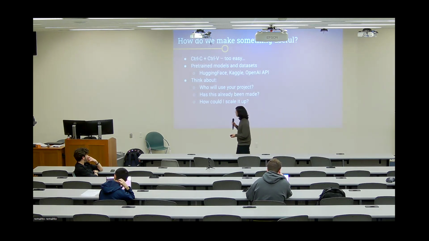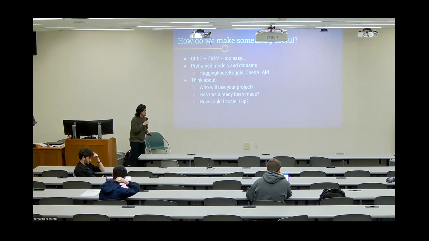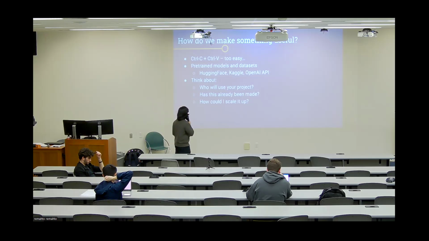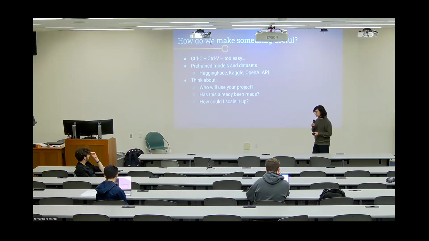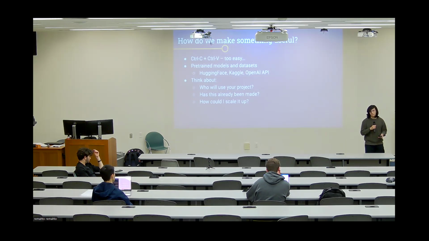So if you want to create a project, you really need to think about who will use your project. This is not only for an ML project, but also for web dev in general, right? You need to think about, okay, who is going to use my project? Has my idea already been implemented in the real world? If so, how can I make it better? And if my idea hasn't been made before, or if I really want to implement my idea, if people use it, how can I scale it up? How can I make it maintainable? How can I make it so that if many people want to use my website, it won't crash, right?